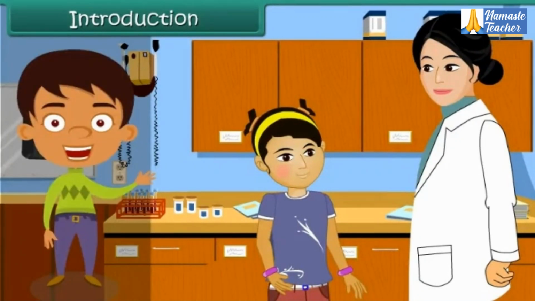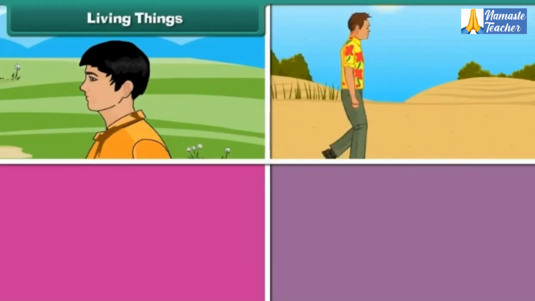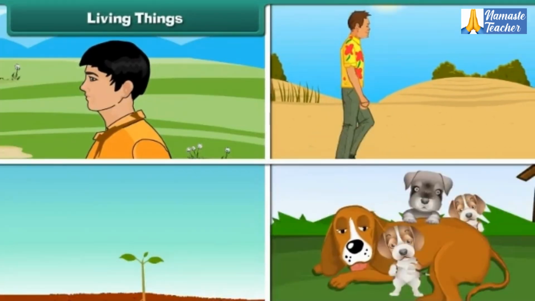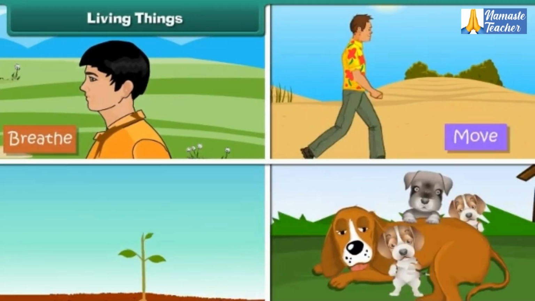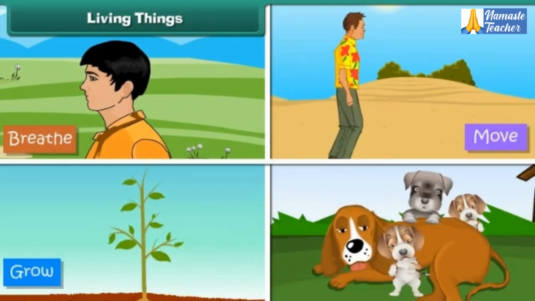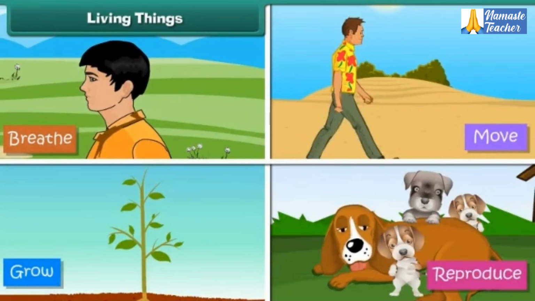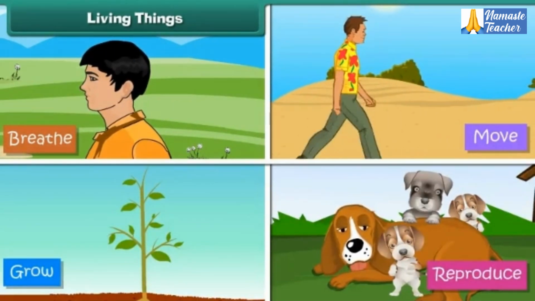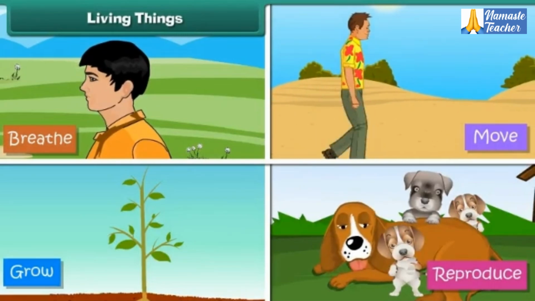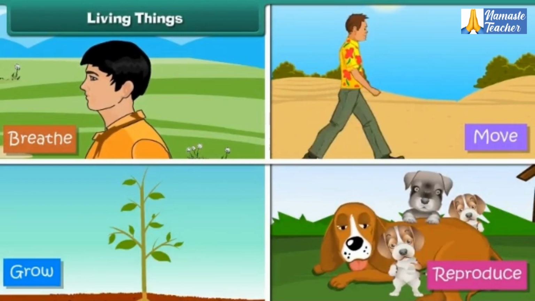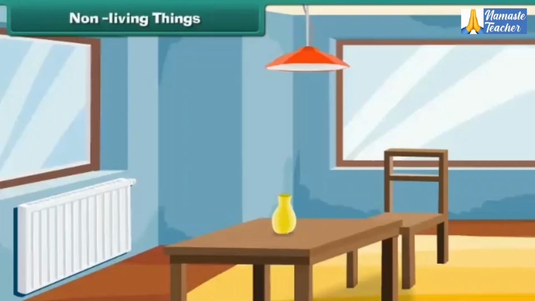You just saw Rashmi's first reaction to an external influence. In this lesson, you will learn more about living things and their characteristics. Living things. Living things breathe, move, grow, and reproduce. Living things have sensation. They eat food and remove waste.